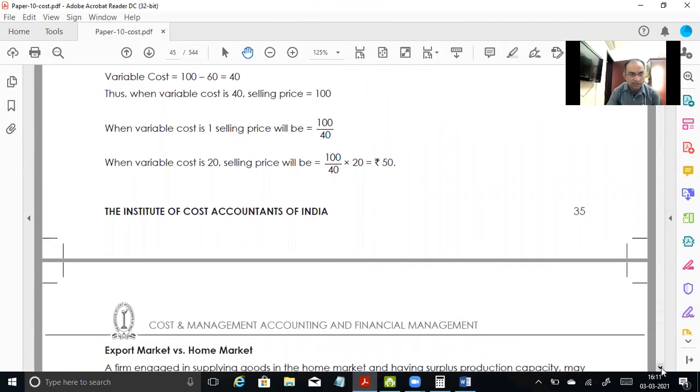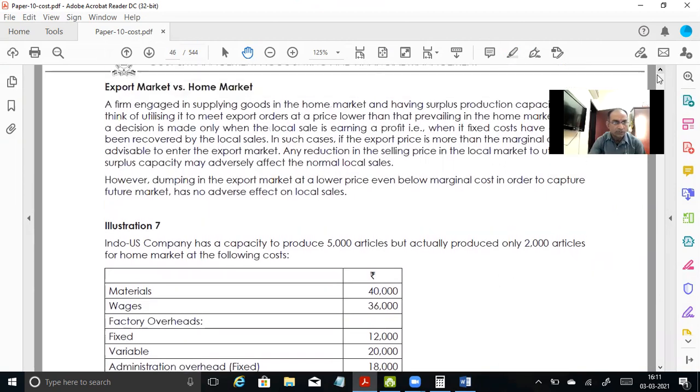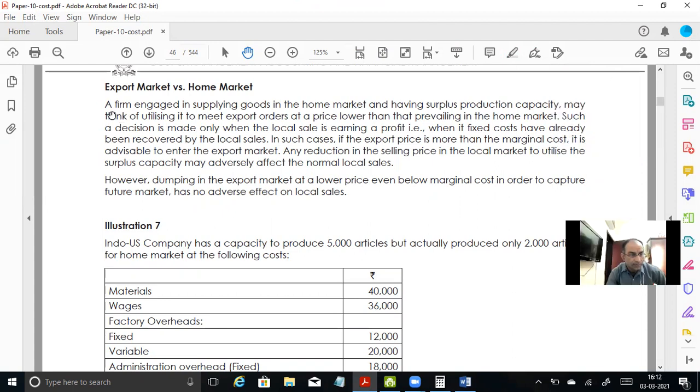Moving on to illustration number 7. This is for export market versus home market, whether we have to export the product or sell in the home market. Let us have a little reading of this paragraph, what they are asking. A firm engaged in supplying goods in the home market and having a surplus production capacity may think of utilizing it to meet export orders at a price lower than that prevailing in the home market.